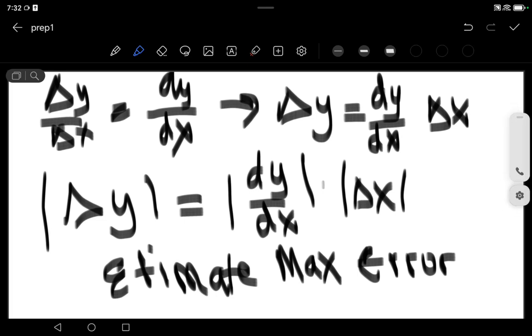So let's do an example and show you how to use this equation. Do you have any questions so far? No, not yet. Okay.